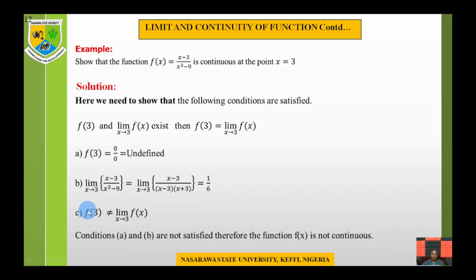Now C, you will now discover that f of 3 is not the same as the limit of f of x as x approaches 3. So conditions A and B are not satisfied. Therefore, the function f of x is not continuous when x is taking the value of 3.